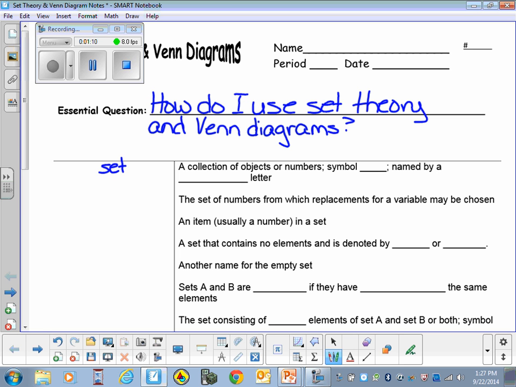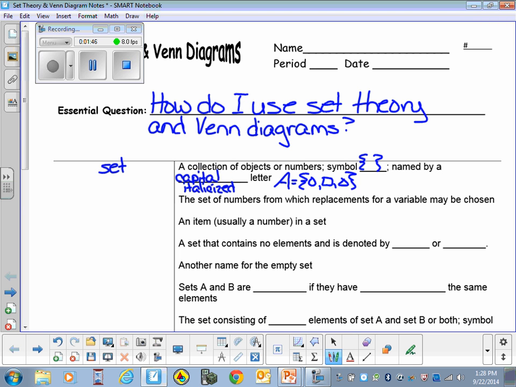A set is a collection of objects or numbers. We use braces around the set and commas between each item in the set. And we name these with a capital italicized letter. Now it's really hard to write italics when you're writing. Of course, if you've got a computer, it goes a little easier, but actually doing italics is not easy. Do your best to slant it.